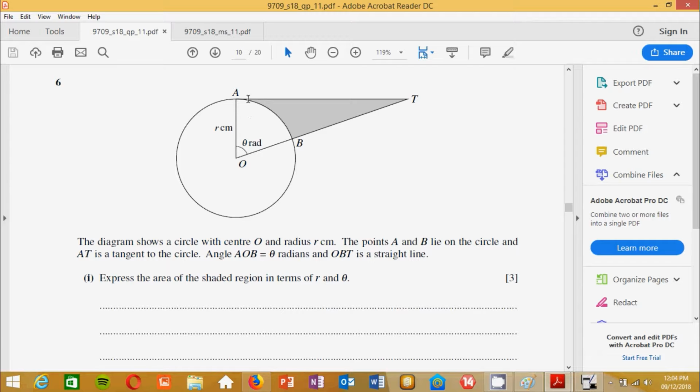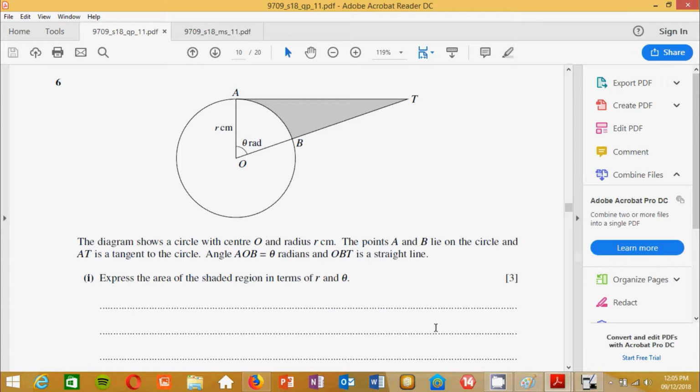And if this angle is 90 degrees, then it tells you that this triangle AOT is a right angle triangle. It's a Pythagorean triangle, because this is 90 degrees. So AOT, however you want to look at it, this triangle here is a right angle triangle where this angle is 90 degrees. 90 degrees in radian language is pi over 2 radians. So this angle is pi over 2 radians.